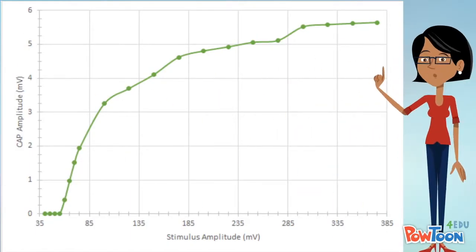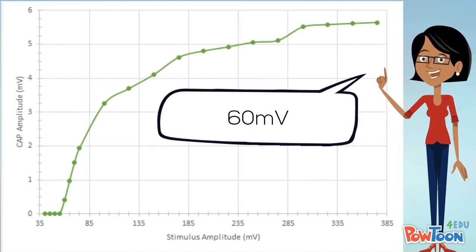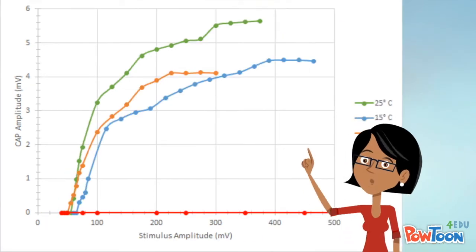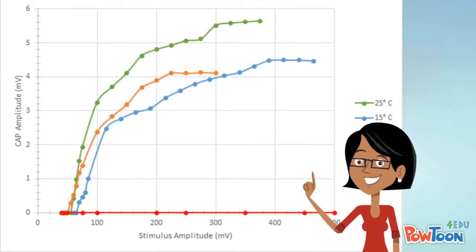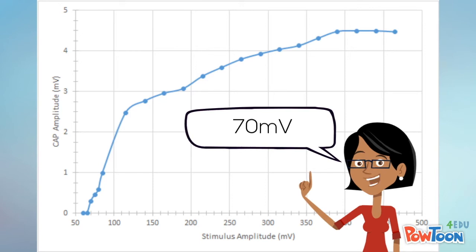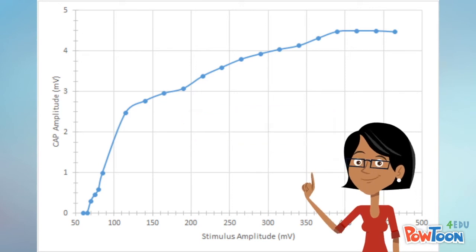For the room temperature Ringer's solution, the threshold was found to be 60 millivolts and a max CAP amplitude was obtained at 300 millivolts. At a cold temperature, 15 degrees Celsius, we saw an increase in the threshold and in the stimulus required to reach a max CAP. The threshold was found to be 70 millivolts and the max CAP was reached at 390 millivolts.